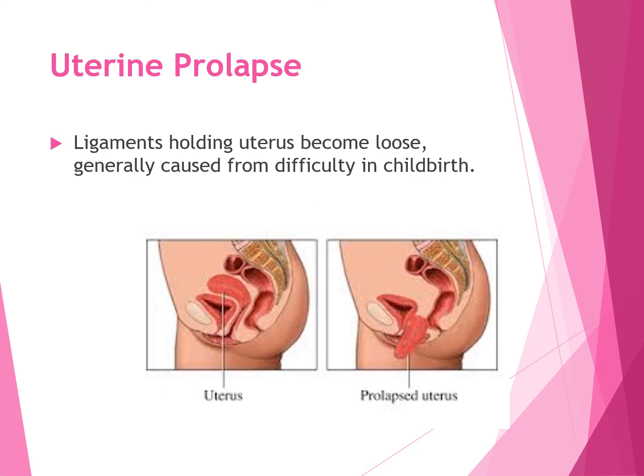Uterine prolapse occurs due to the ligaments which hold the uterus being loose. That is, the strength of the ligament is reduced. Another cause is multiple abortions or multiple childbirths. Generally, it results from difficulty in childbirth. In this, the uterus comes down into the vagina. There are different grades in prolapse of uterus: first grade, second, third.